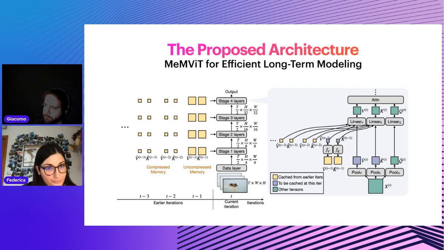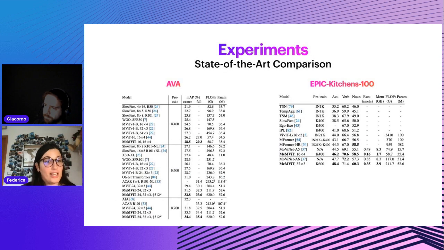And here you have the results they obtained. They performed some experiments with these two datasets that are benchmarks for video understanding: the AVA dataset and the EPIC kitchens. And as we can see, the model MeMViT outperforms previous state-of-the-art models in all of the cases, I guess.